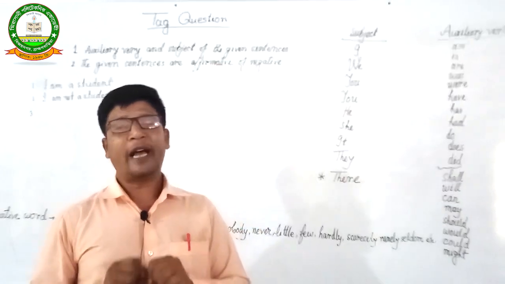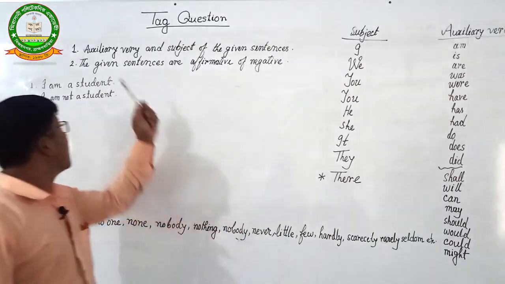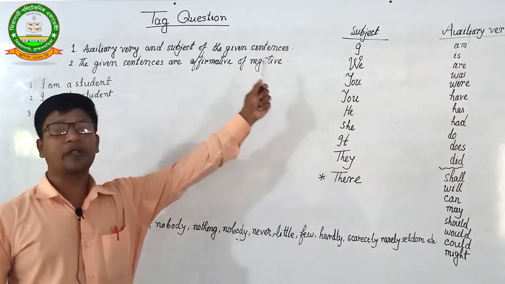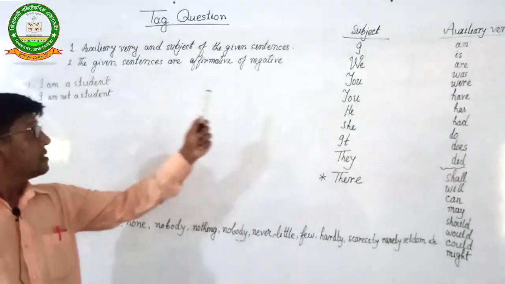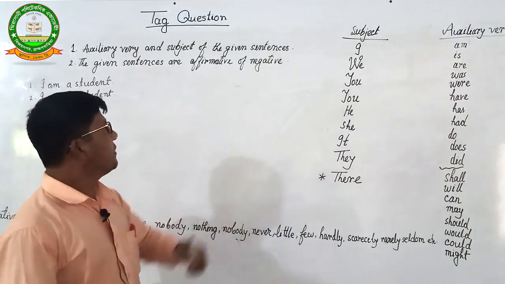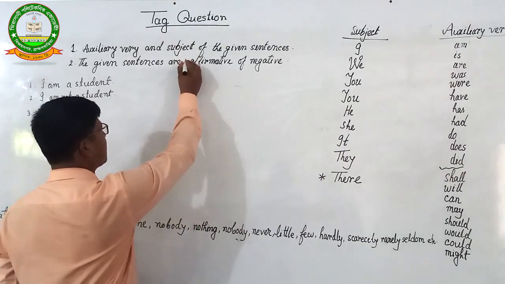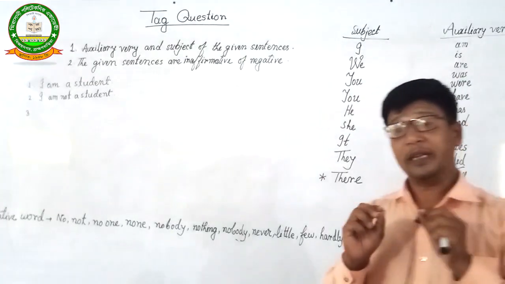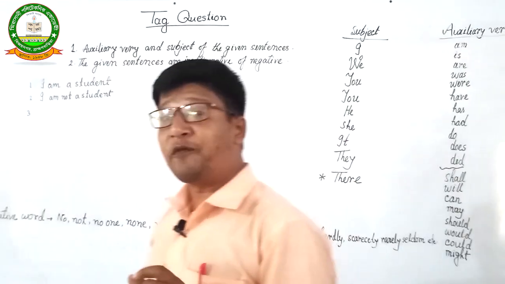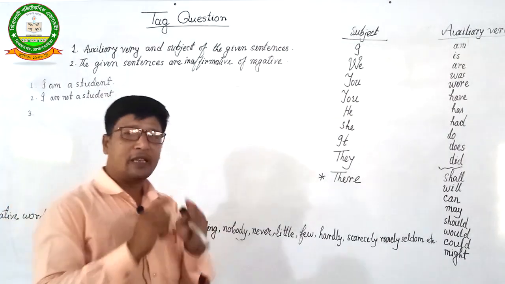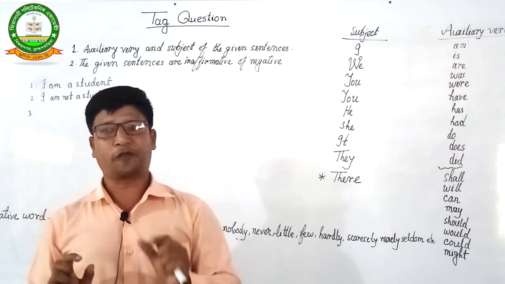First of all, we have to identify the auxiliary verb and subject of the given sentence. Second, whether the given sentence is affirmative or negative. If the sentence is in affirmative form, we will use the negative form of the auxiliary verb. And we should remember that the negative form is always in short form.